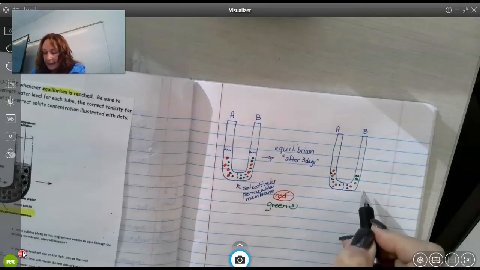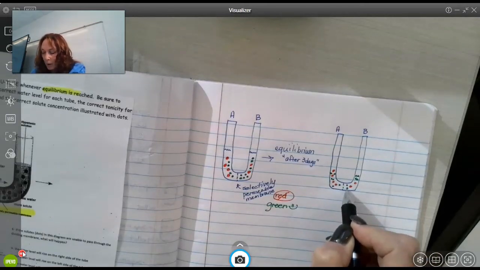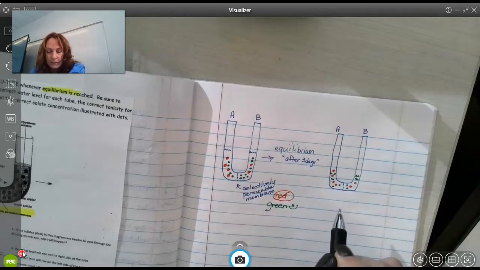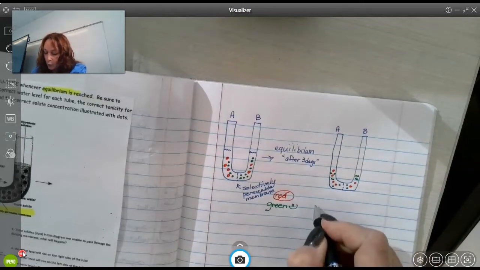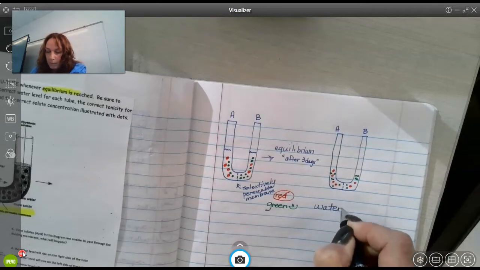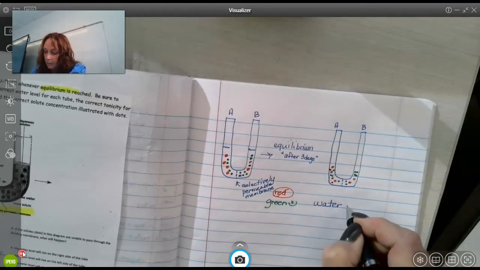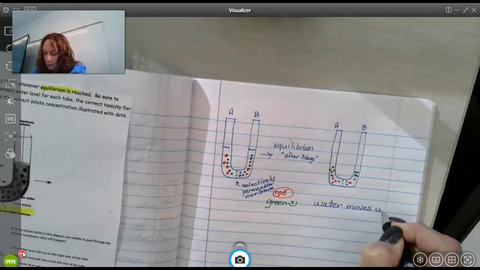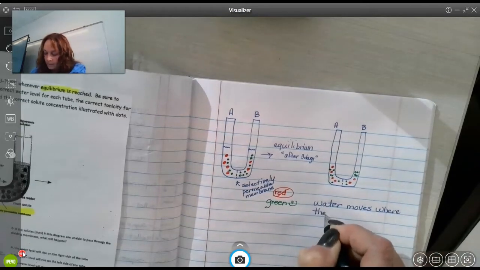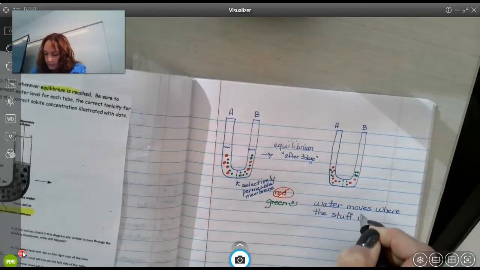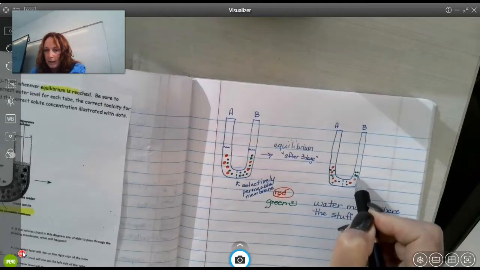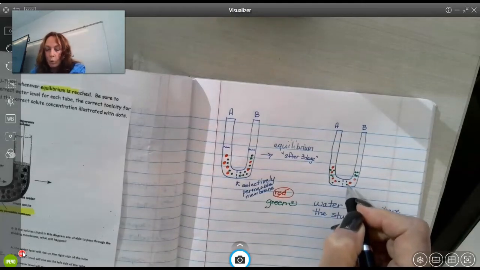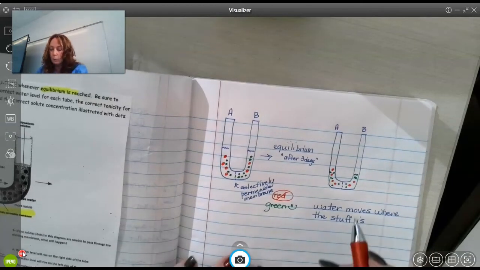The other way to look at it is, just in terms of molecules, there's more molecules in A than there's B. A has more stuff in it. Water moves where the stuff is. So we're going to write that. Not very biology sounding, but it's exactly what happens. Water moves where the stuff is. So if you have more solute on one side of this tube than the other, you will also have more water. So I'm going to put what happens here.